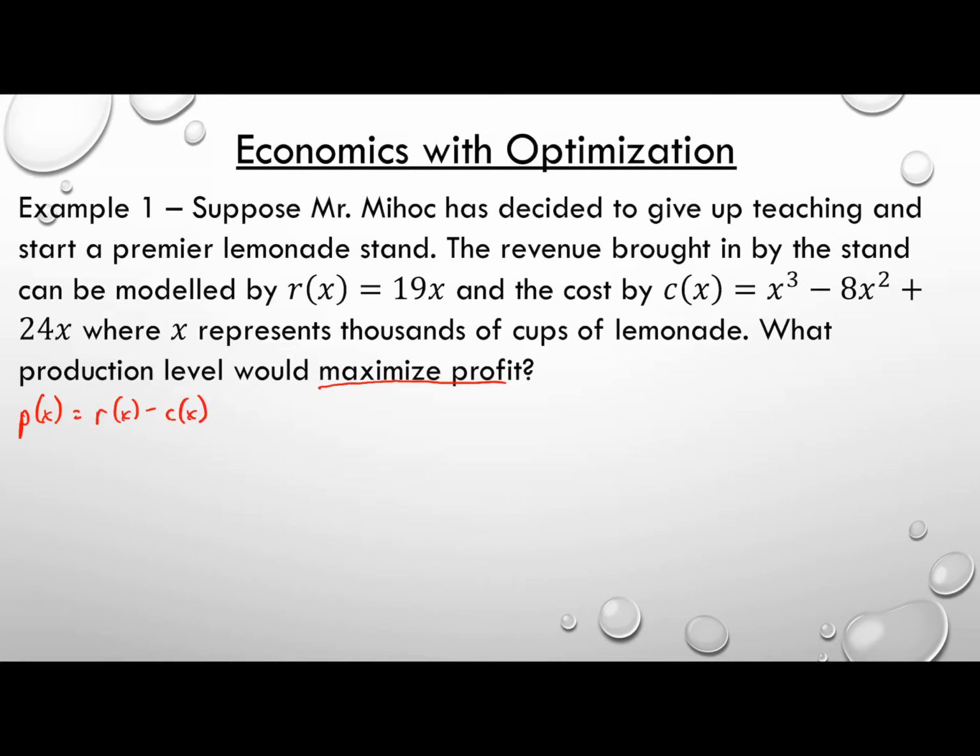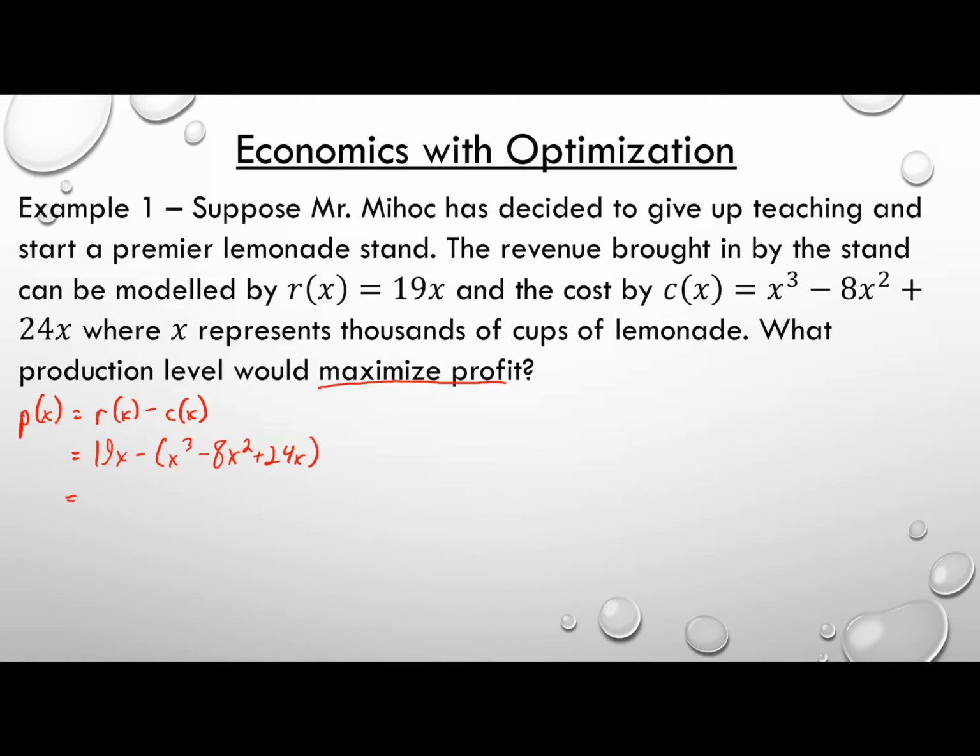Okay? Well, we're given the revenue function and the cost function in the problem already. So let's actually do that. The revenue is 19x, and the cost function is x cubed minus 8x squared plus 24x. And you'll see that I did put this quantity inside of parentheses because we're subtracting the entire quantity, not just that first term. So let's simplify this a little bit.